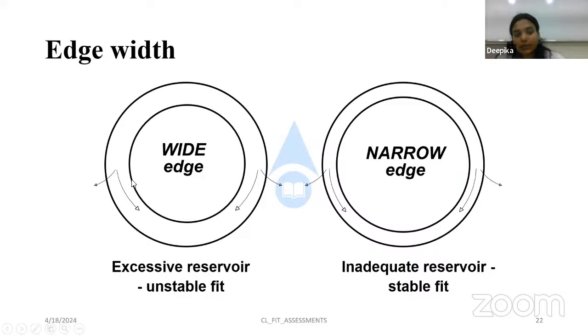Edge width: an excessive reservoir is an unstable fit. If it is an inadequate reservoir and if it is a narrow edge, it is said to be a stable fit. And these are the lenses in which uppercase and lowercase are seen.